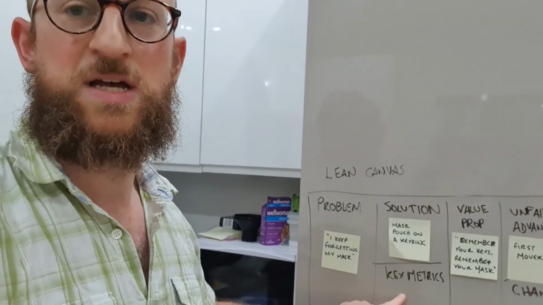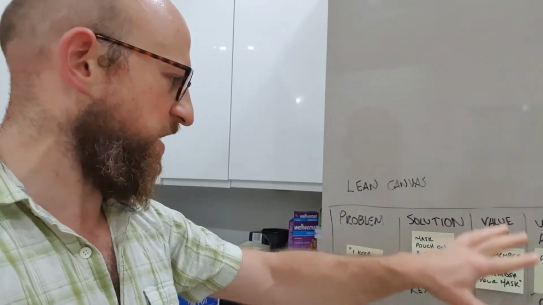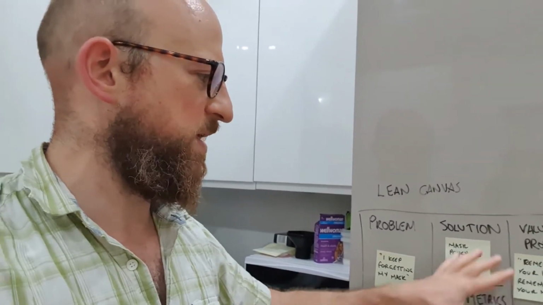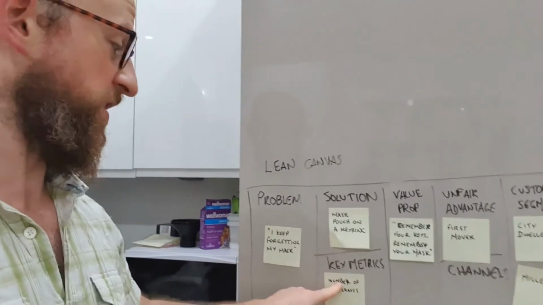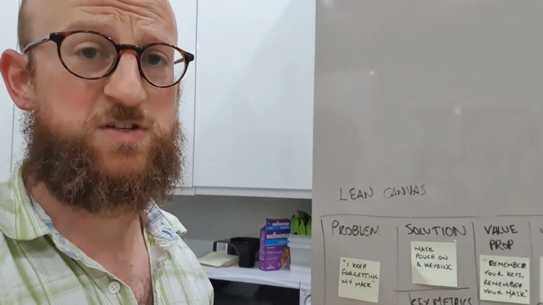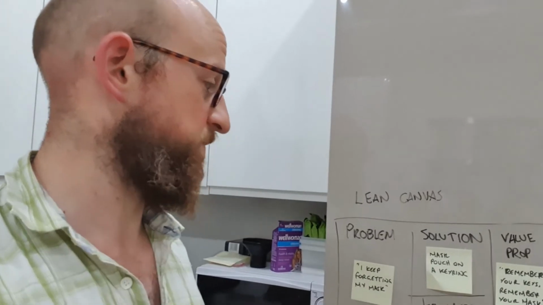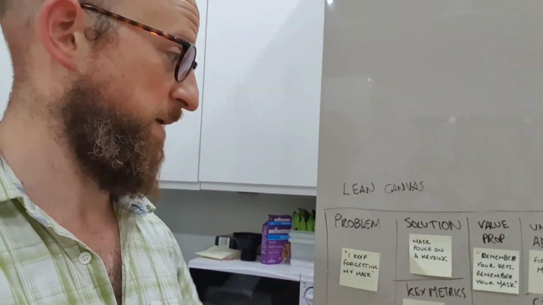The next one is key metrics. Well, okay, I'm going to start doing this. How do I measure whether I've been successful or not? So the number of purchases is what I'm going to measure. So basically, my business is successful if lots of people buy these mask pouches from me.